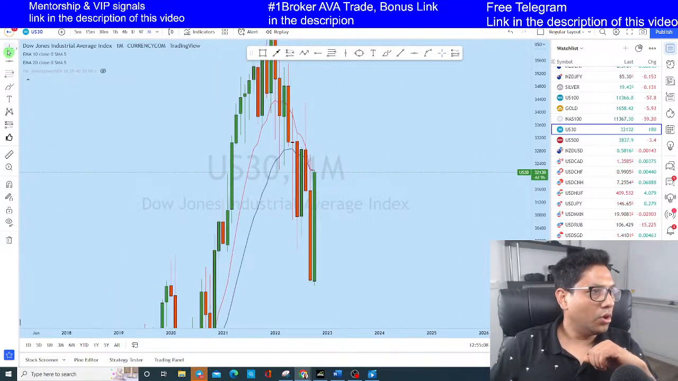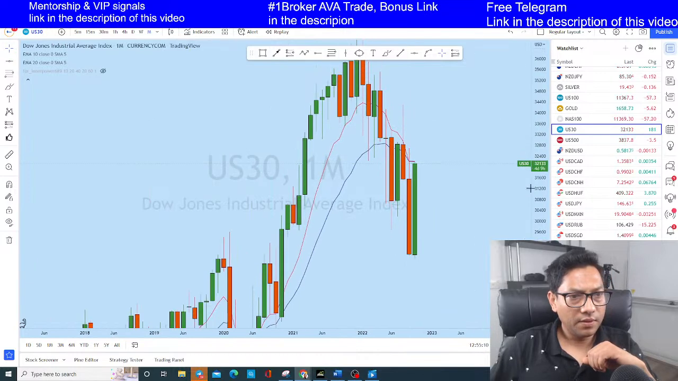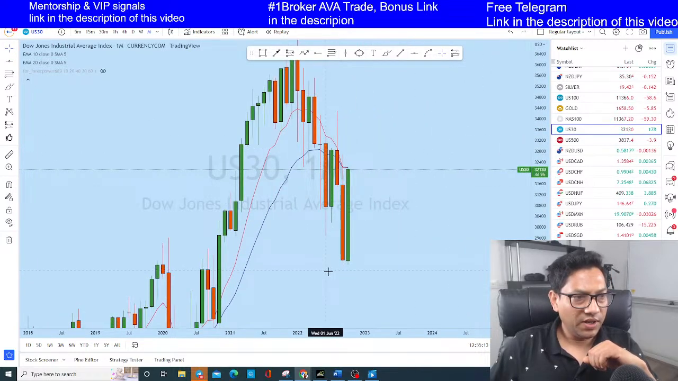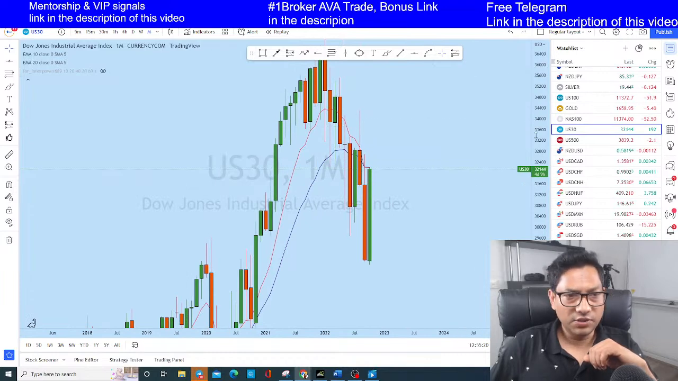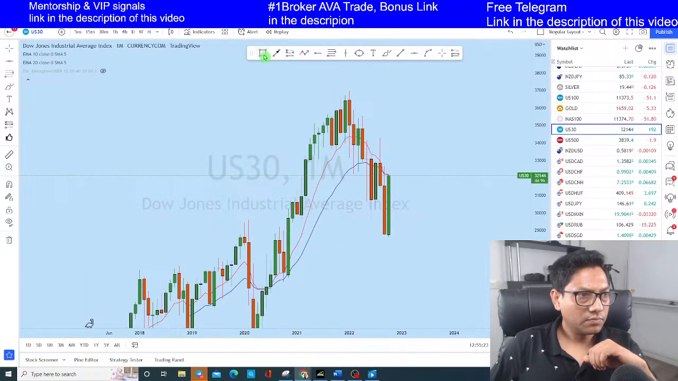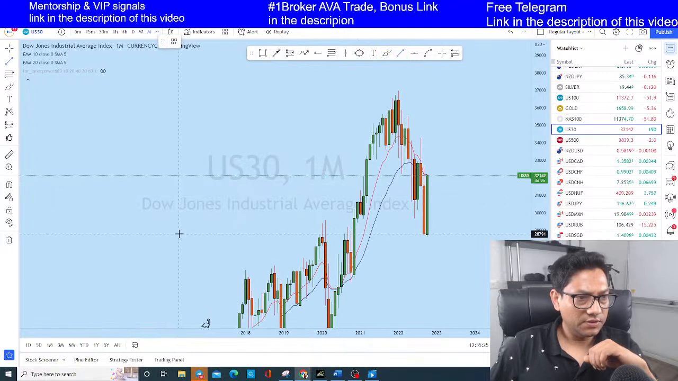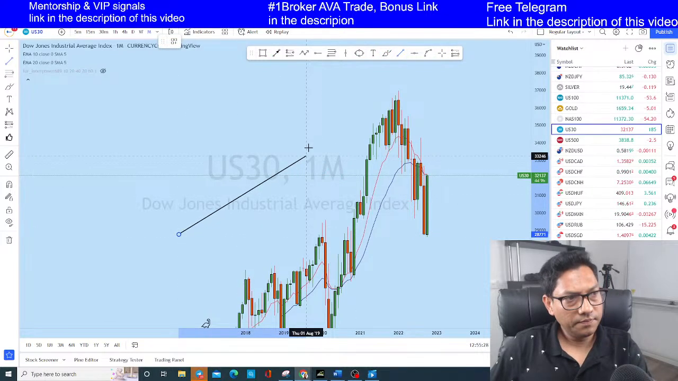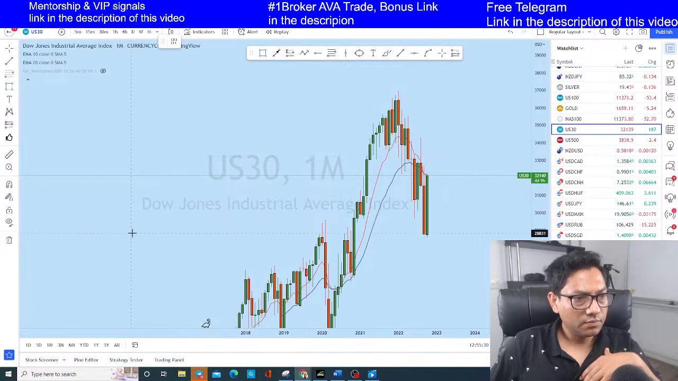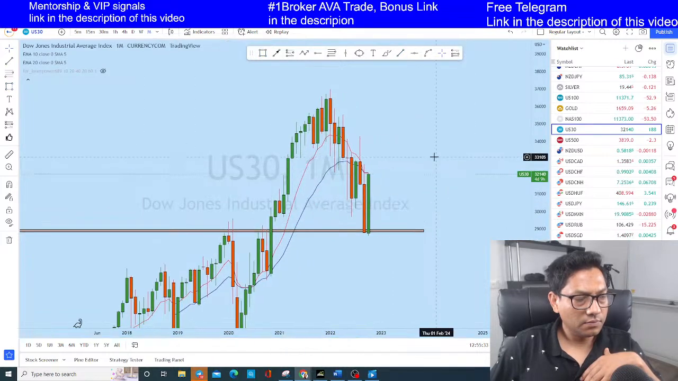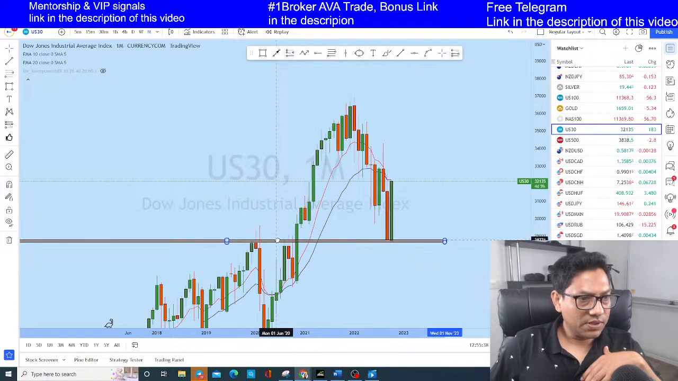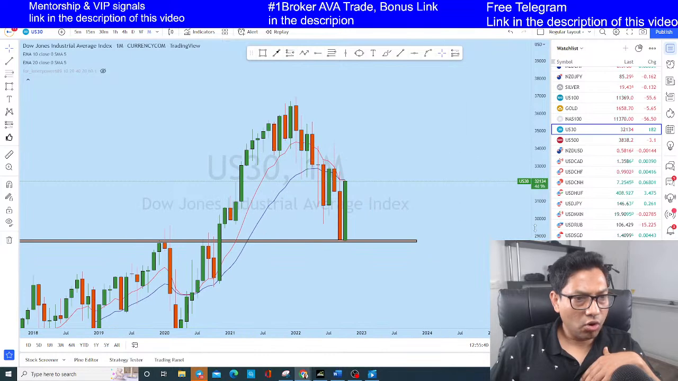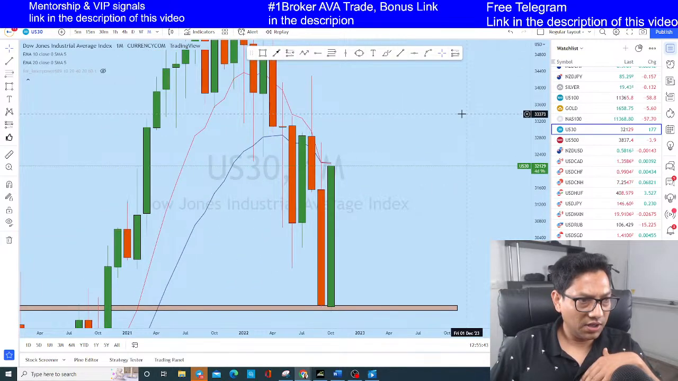Okay, so looking at the US30, we see a very strong rejection from here on US30, right? This is the monthly, and at this point, let me look at this. Okay, so this is the monthly level of support. We have seen a very strong bounce from this monthly level of support zone.